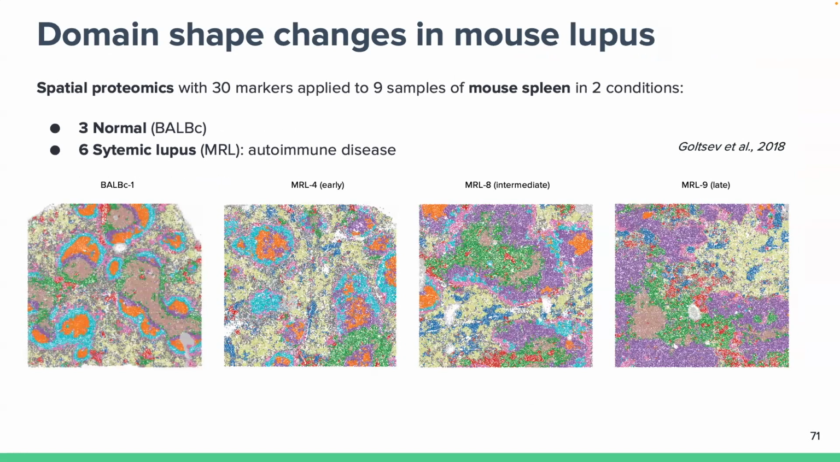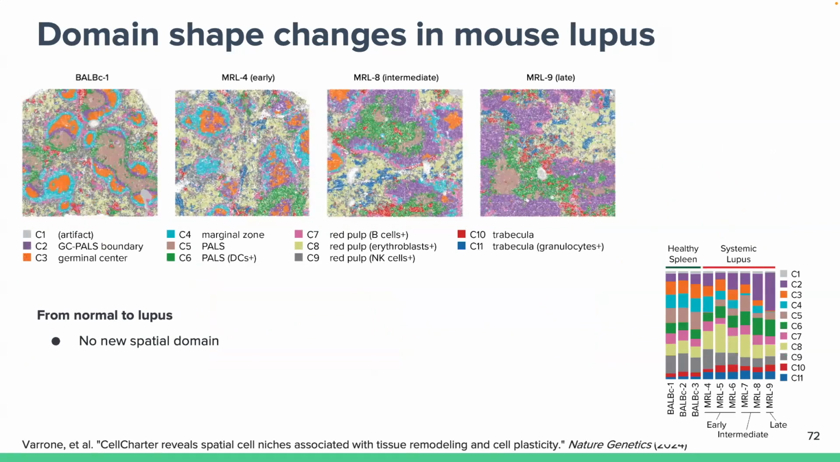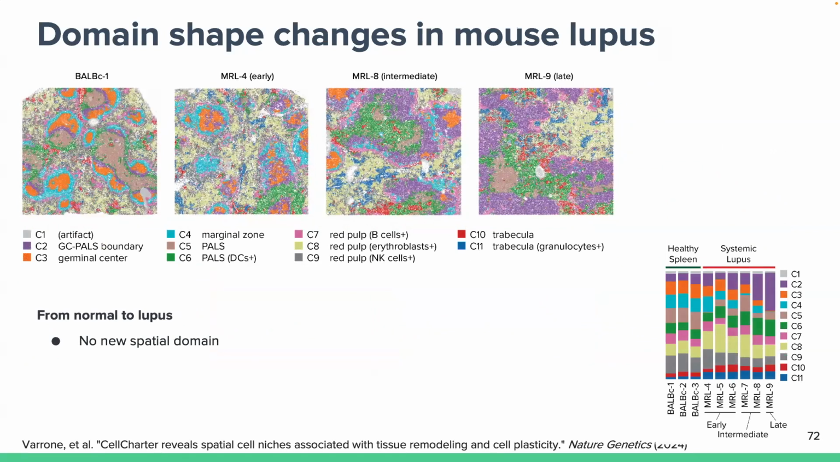And we applied it to the spatial proteomics dataset that I've shown before. This is a publicly available dataset of 9 samples of mouse spleen, 3 of which are healthy mice, and 6 are mice with the lupus autoimmune disease. What we saw at the beginning is that with the emergence and the progression of the disease, there is no new spatial domain, meaning that there is no combination of cell types that is unique and appears. But certain domains tend to expand and other ones tend to reduce.